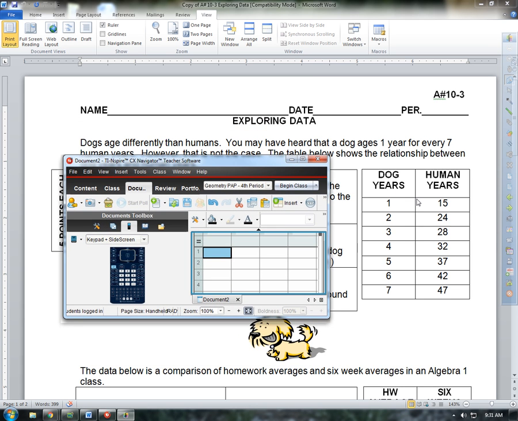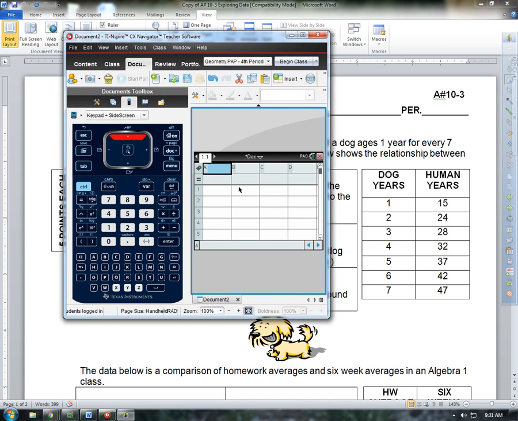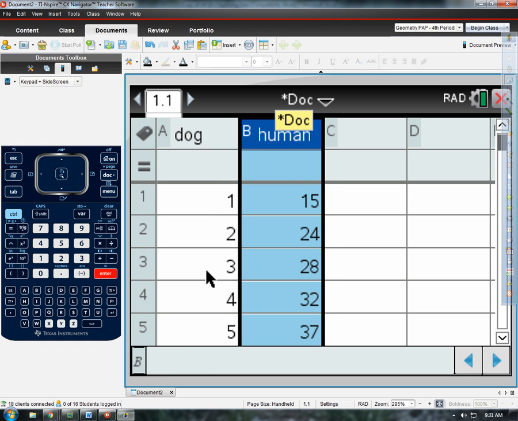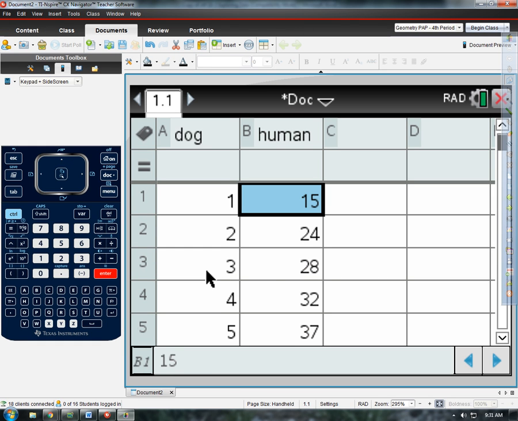So I have one column that's dog years and one that's human years. I can stretch it up this way. I'm going to type in dog here, because that's dog years, and human here. Okay? And then I'm going to type in my data. So 1, 2, 3, 4, 6, 7. And my human years: 15, 24, 28, 32, 37, 42, 47. Okay? So after we get that all typed in, what I want to do is be in a blank square.